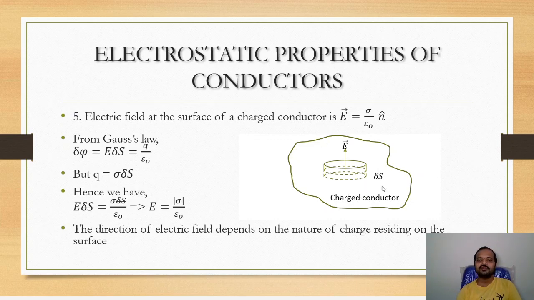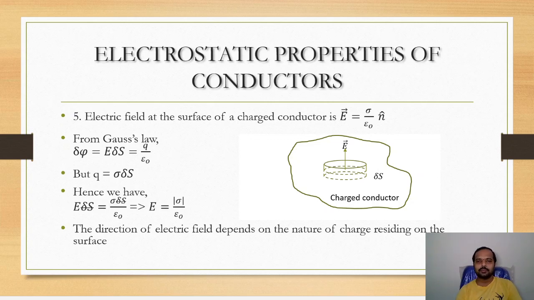That is, for positive charge density, the electric field will be normally pointing in the outward direction, whereas in case of negative charge density, the electric field will be pointing into the surface of the conductor. That is, if we have positive charges on the surface, electric field will be in the normally outward direction, and if the conductor is negatively charged, then electric field will be pointing normally into the surface. So this is about the electric field at the surface of a charged conductor.